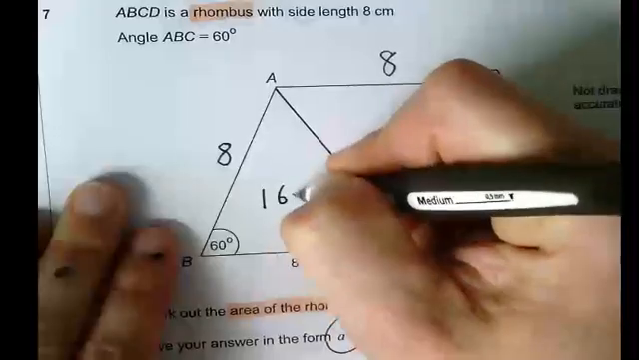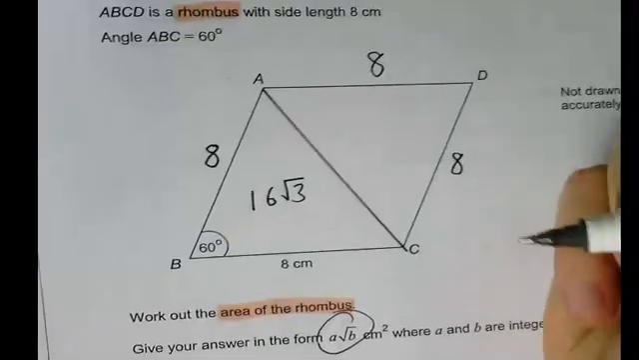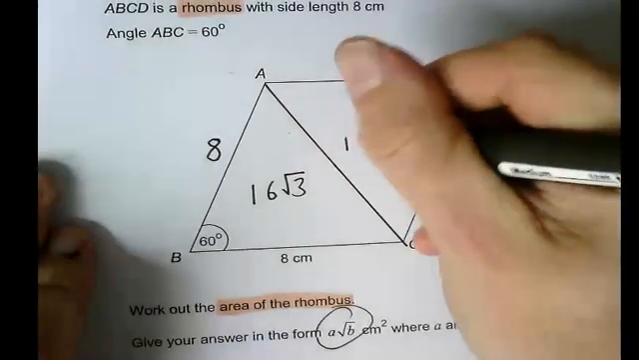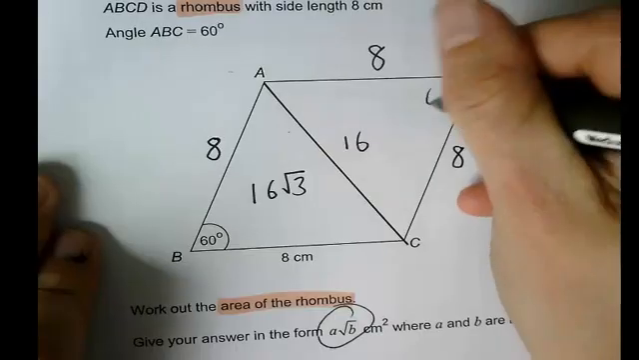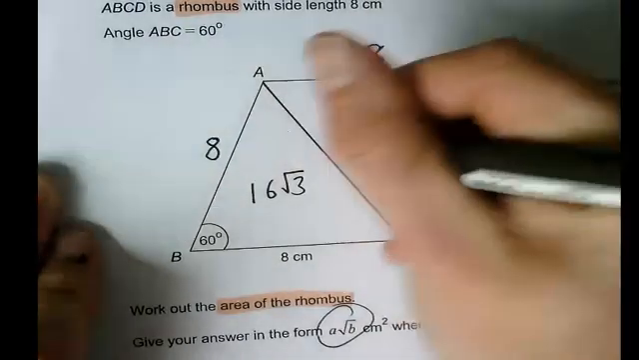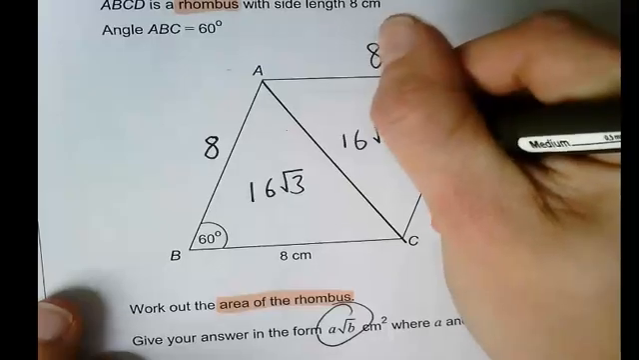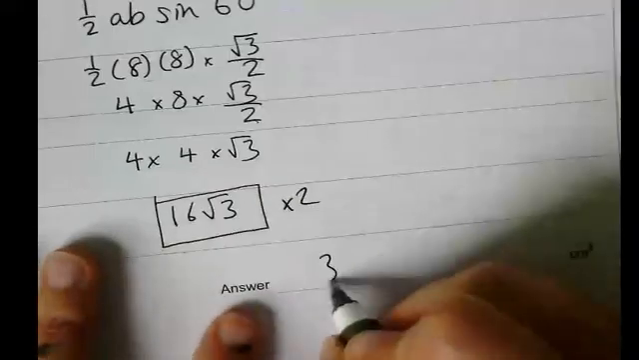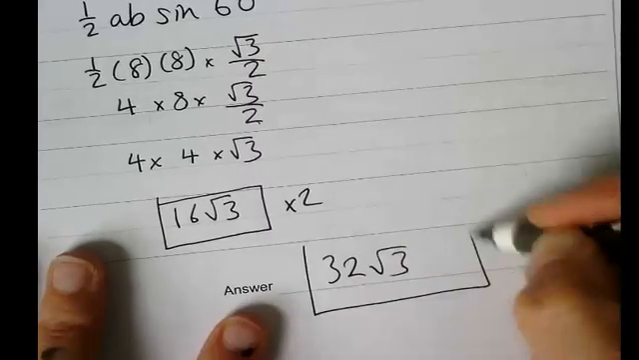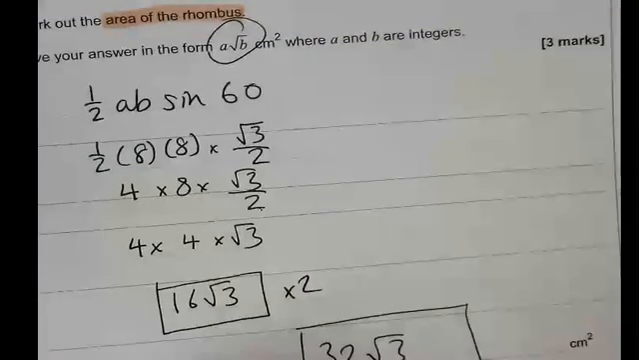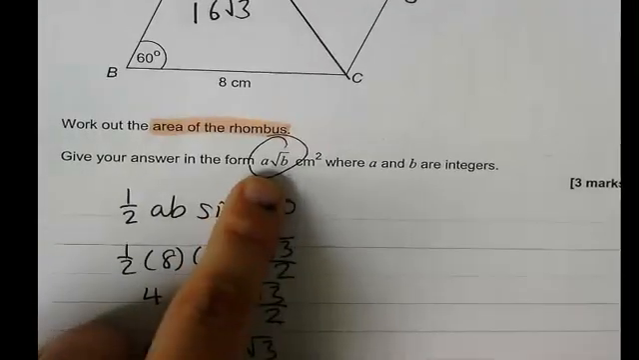Oh, sorry, I've missed something. That's the area of one triangle, but it was asking for the area of the rhombus. A rhombus also has opposite angles equal. This is another 8, 60, 8 triangle. So altogether I've got 32√3. Sorry, that's my final answer. I'm happy because that looks like the right form.